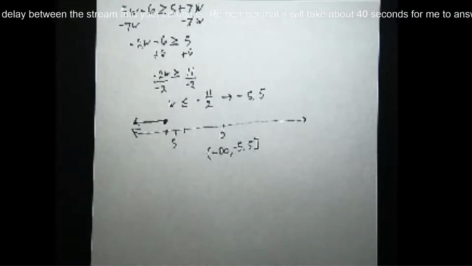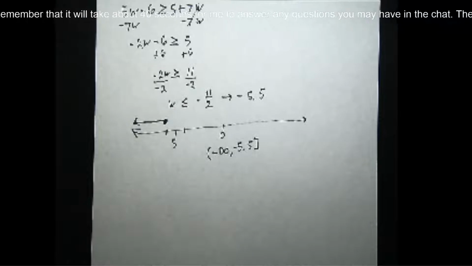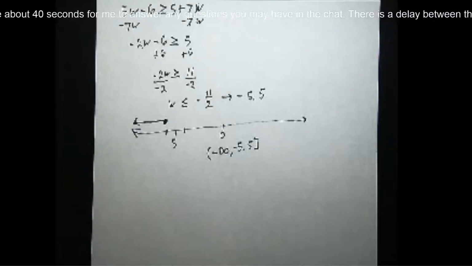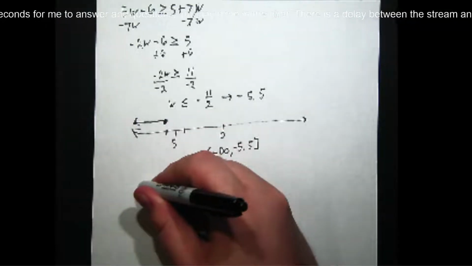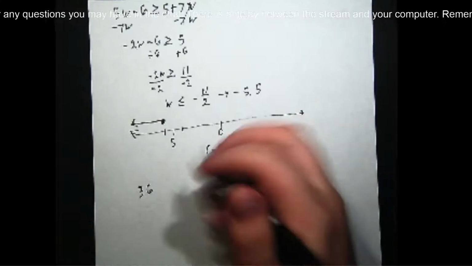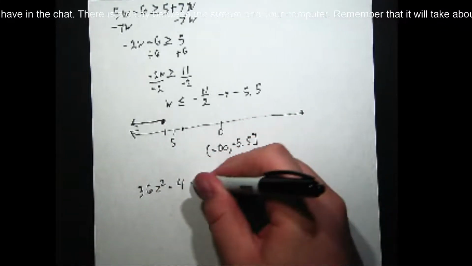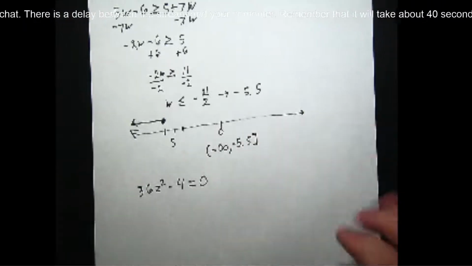It says, solve the following quadratic equation by factoring. If needed, write your answer as a fraction reduced to lowest terms. Okay? And what it gives us is 36z squared minus 4 is equal to 0.